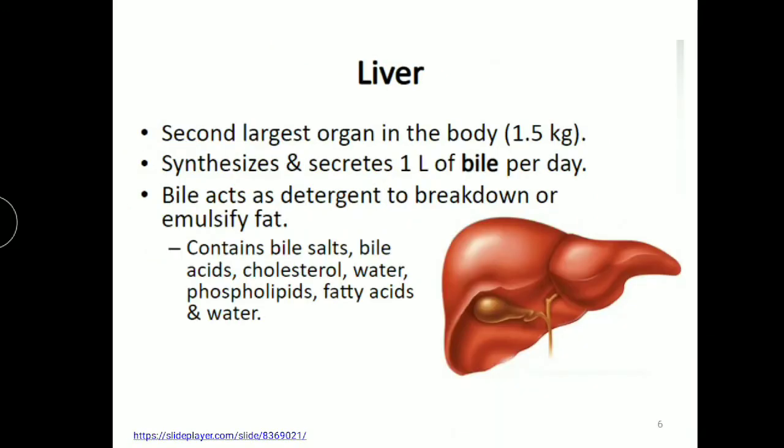The liver is the second largest organ in the body and it continuously produces bile. This yellowish brown fluid aids chemical digestion by emulsifying fat in the duodenum.